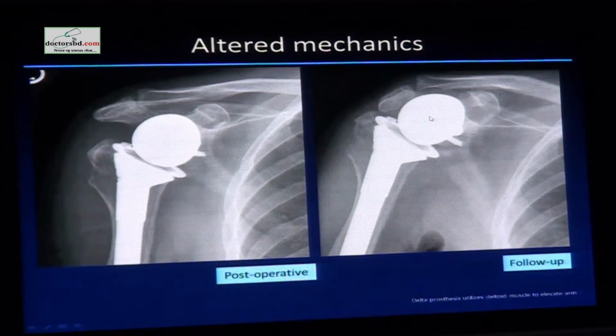And here we see on the follow-up that the prosthesis looks fine, but look at the orientation now at the acromion. It is low-lying and downsloping.